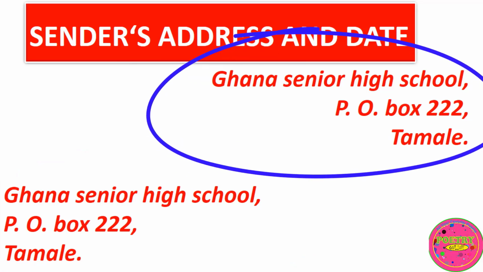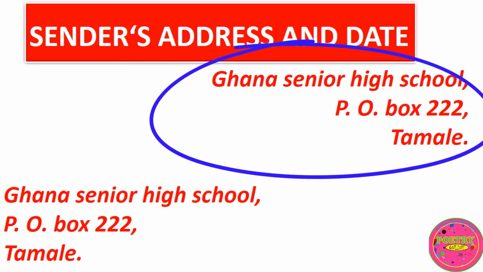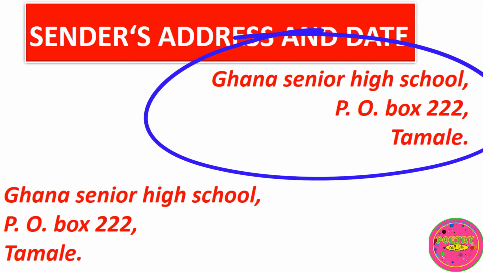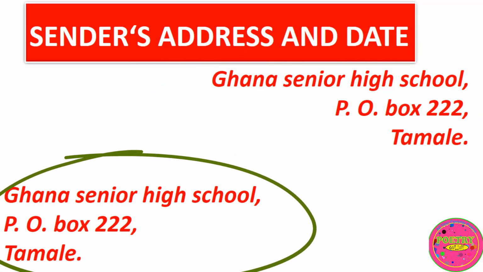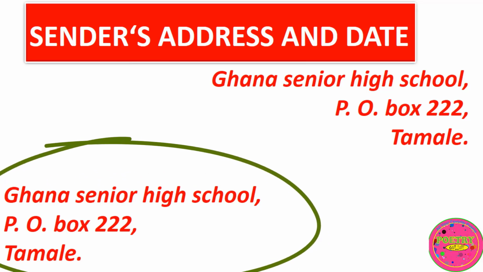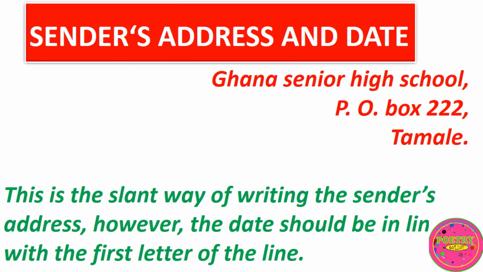Why do we say it is slanted? The second line of the first address is not in line with the first word of the first line of that particular address. Therefore, we say it is a slanted address. However, when we come to the second example, all the words are in line with the first word of the first letter of the address. Therefore, we say this is the straight or the block form.